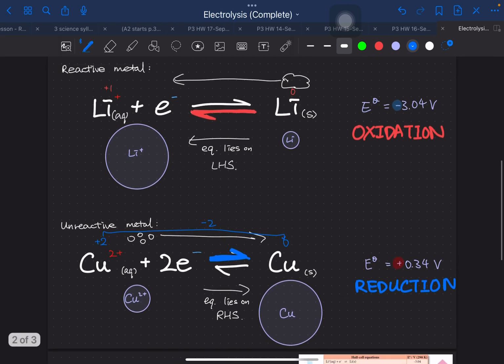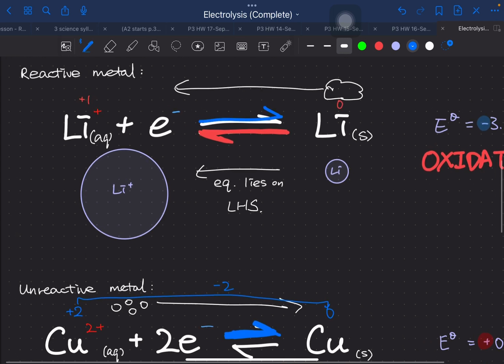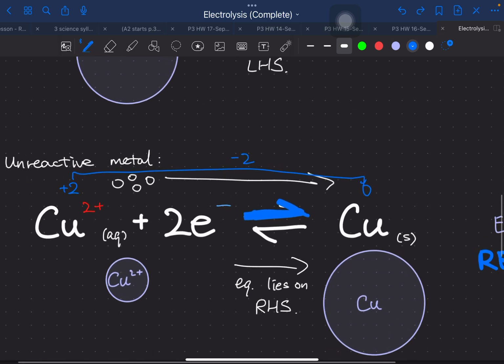Okay, so I apologize if my explanation was kind of bad just now, but if we look right here, lithium metal is more easily oxidized, and the other way is more difficult. So I'd say lithium ion is harder to be reduced. But copper ion is easily reduced. However, the copper metal is very hard to oxidize.